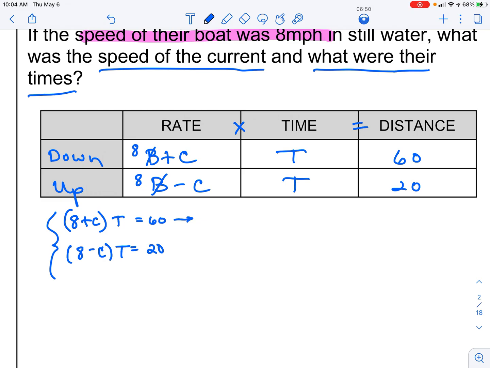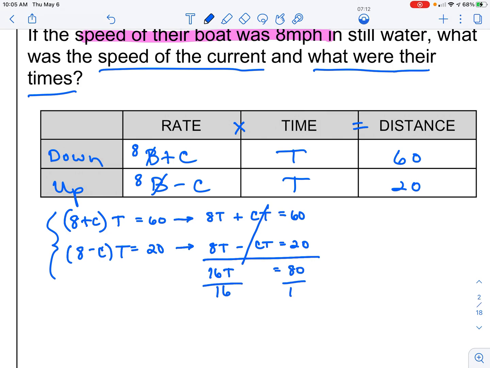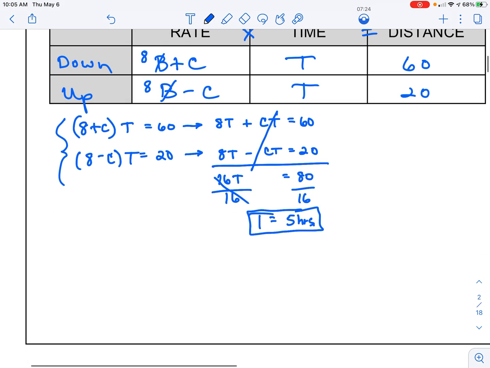Okay, so let's pull these out here. We're going to distribute those. So we're going to have 8t plus ct equals 60. And here we're going to have 8t minus ct equals 20. And this is going to work out beautifully because you see I can eliminate right here. So now I have 16t equals 80. And if I divide both sides by 16, I end up with t equals 5 hours. Okay, that's the first part of this.